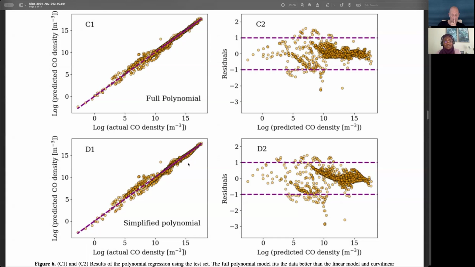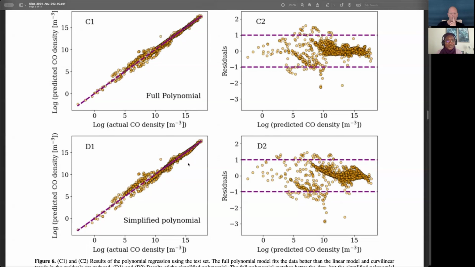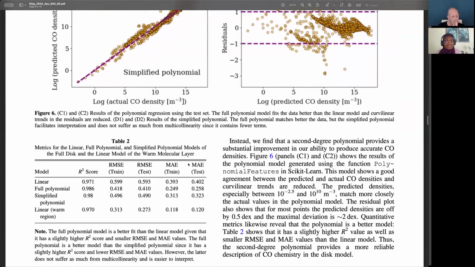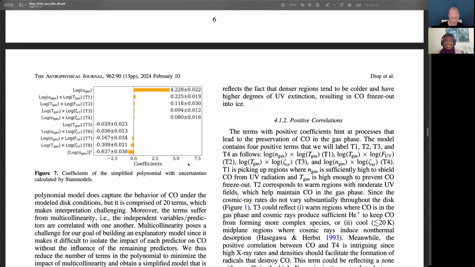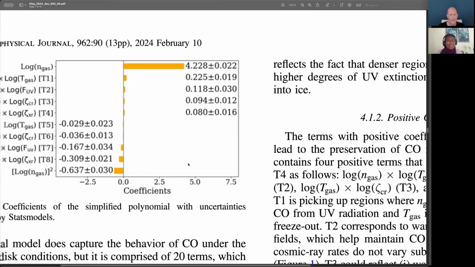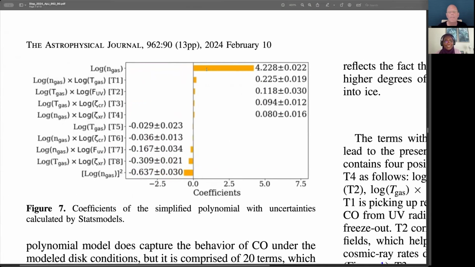Yeah, so we were focusing on this model for our interpretation. So we can go to figure 7. Figure 7 is showing what we've been all along interested in, which are the coefficients of the different terms.